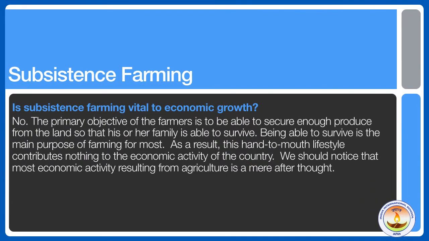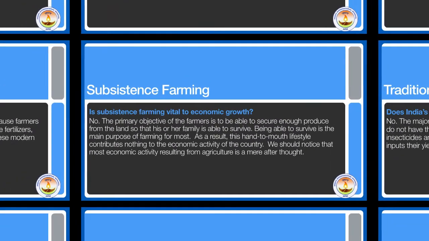Next, let's take a look at subsistence farming. So, what is this? Subsistence farming means that people work on the land just to be able to survive. They don't earn excess profit. So, unfortunately, in India, that's the case. The majority of the people work on the land just to be able to have enough food to eat.